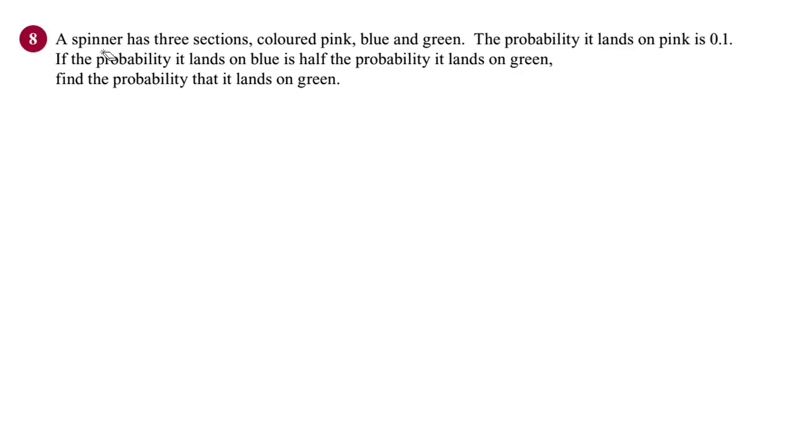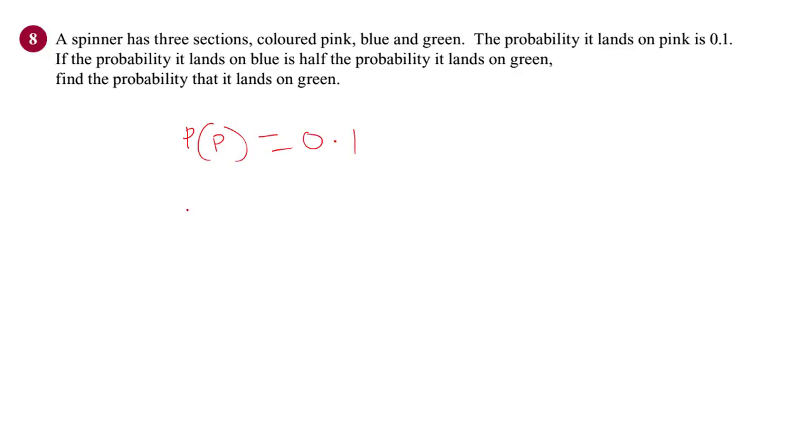Question 8 says, a spinner has 3 sections, colored pink, blue, and green. The probability it lands on pink is 0.1. If the probability it lands on blue is half the probability it lands on green, find the probability that it lands on green. Now, sometimes you've got to use algebra in some of these questions. So the probability it lands on pink is 0.1.